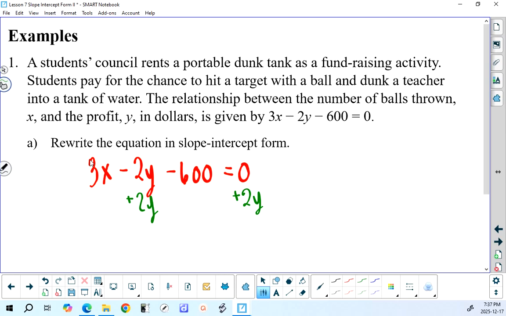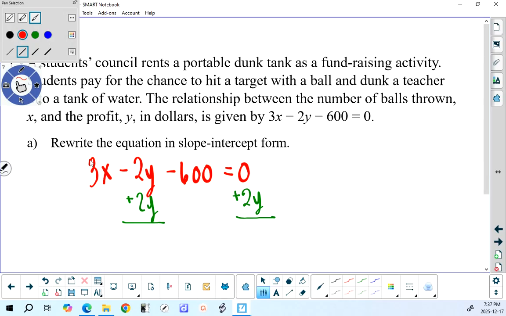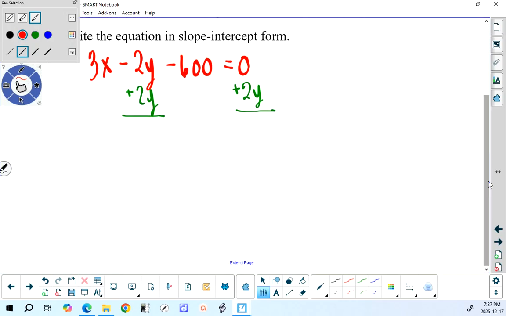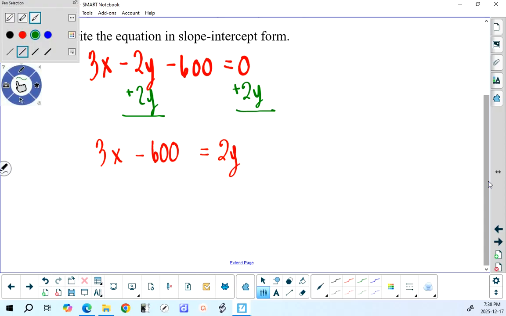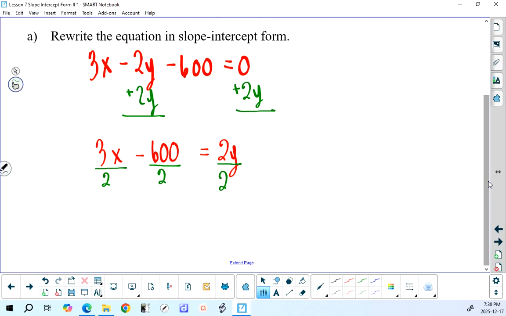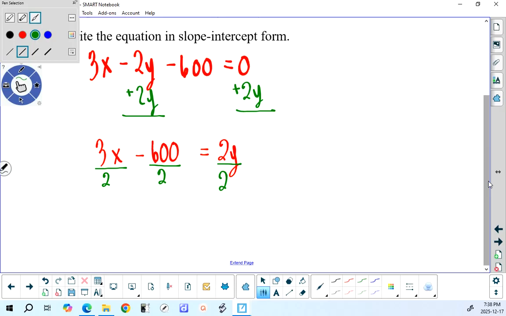So I add 2y to the right side, I add 2y to the left side. What does that give me? Well, on the left side now what I have is 3x minus 600. This is equal to 2y. And now to get y by itself, I'm going to divide everything by 2. I divide the 3x by 2. I divide the minus 600 by 2. And I divide the 2y by 2. And what I end up with on the right-hand side is y.